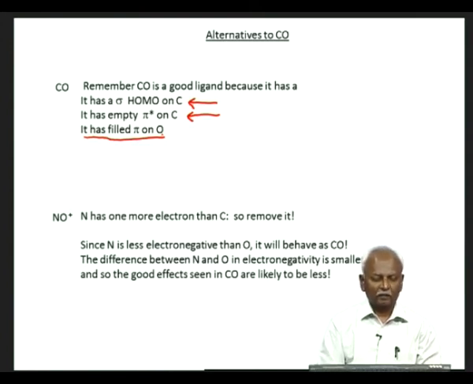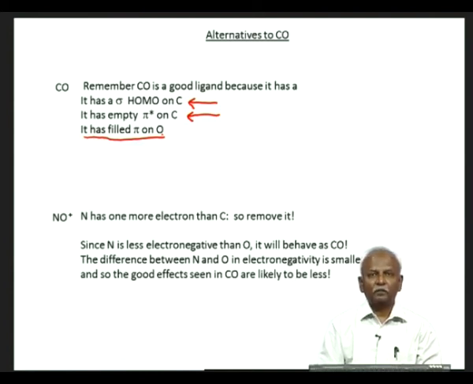So, if we have NO plus, which would be isoelectronic to carbon monoxide, then it turns out to be an excellent ligand as well. And let us look at the disadvantages and the advantages. Since nitrogen is less electronegative than oxygen, it will behave like carbon monoxide. Just like carbon was the donor atom, nitrogen will also be the donor atom.